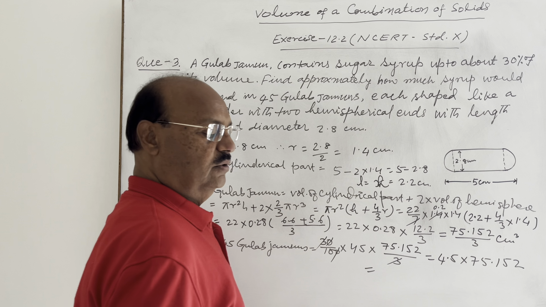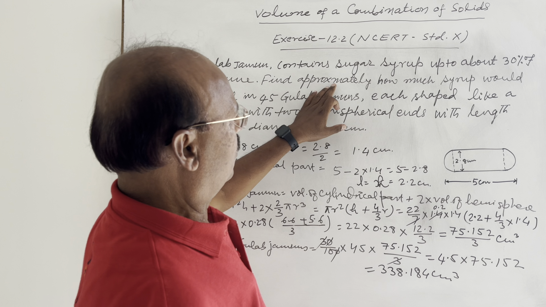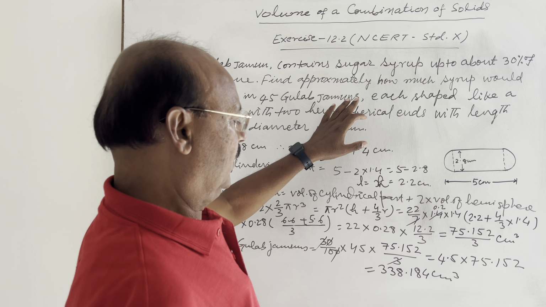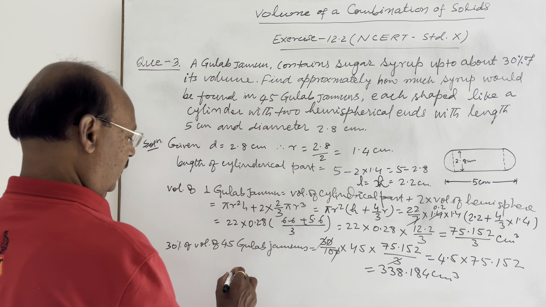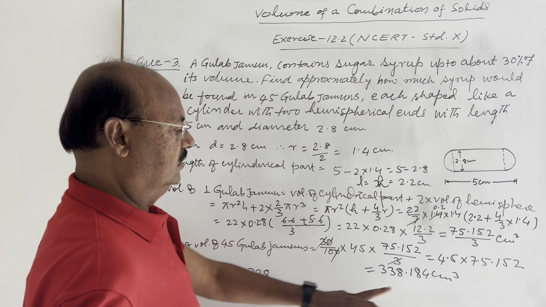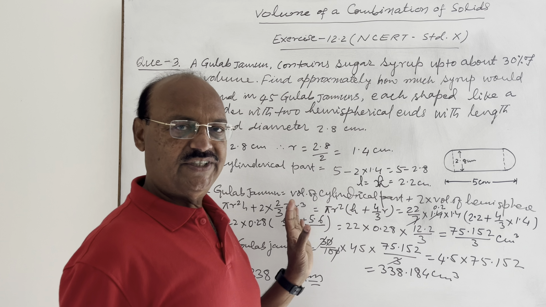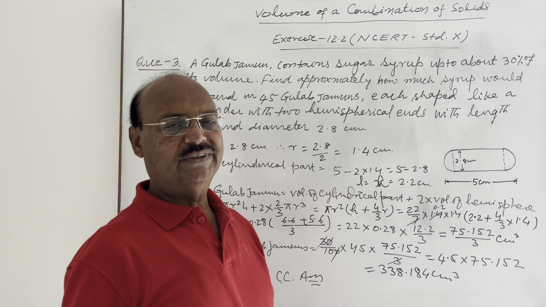338.184 centimeter cube. But here we have to give the answer in an approximate whole number. Find approximately. Okay, so we can ignore this decimal part here. This is a very negligible number. So this is equal to 338 centimeter cube, and since this is the volume of sugar syrup, we can write cc also, cubic centimeter. This is the answer. Very interesting question. Hope you have understood it, and share this video with your friends also. Thank you very much.